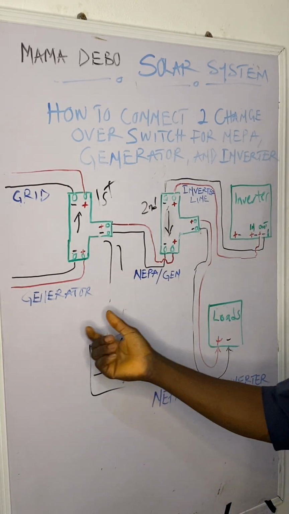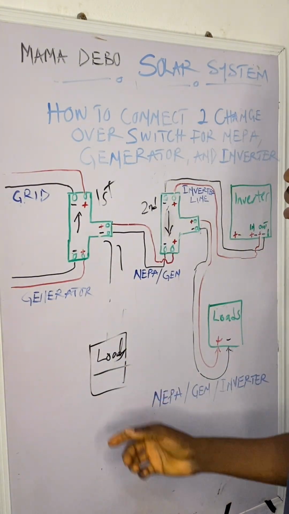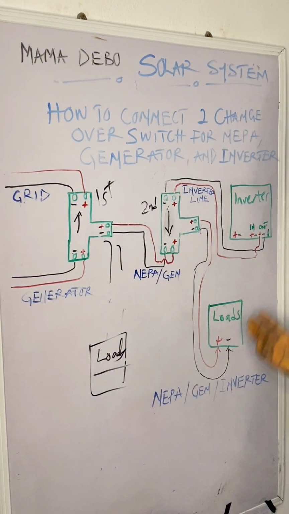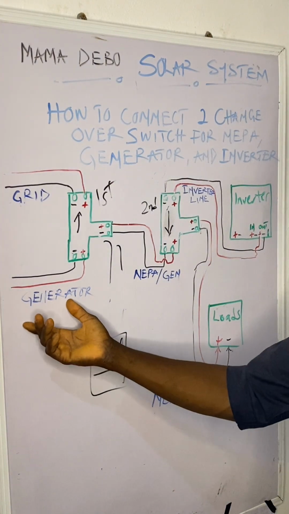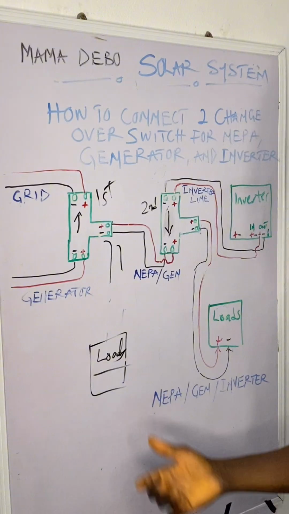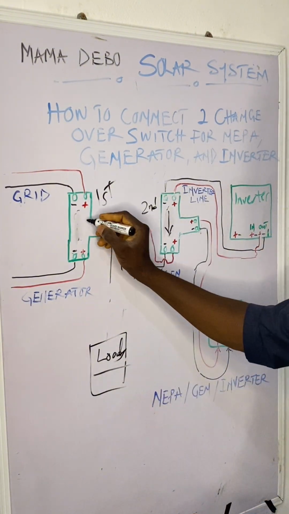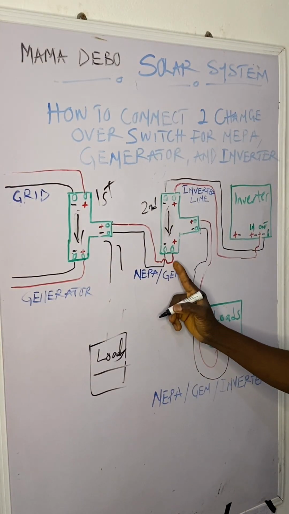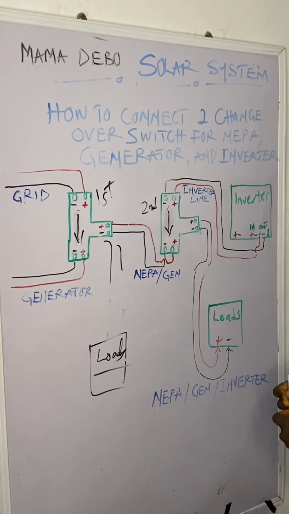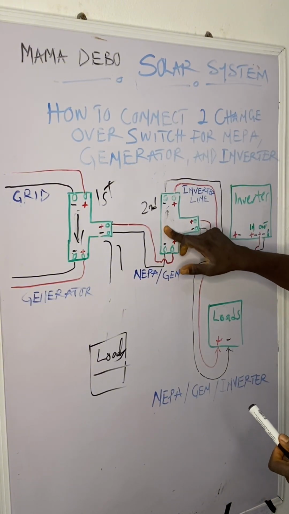If your client decided, okay, I want to use generator only, maybe during rainy season when there is no NEPA light and the inverter is not charging because there is no sunlight, what he needs to do is bring this changeover downward and keep this second changeover down as well. But if your client wants to use the inverter system, what he needs to do is take this one up.